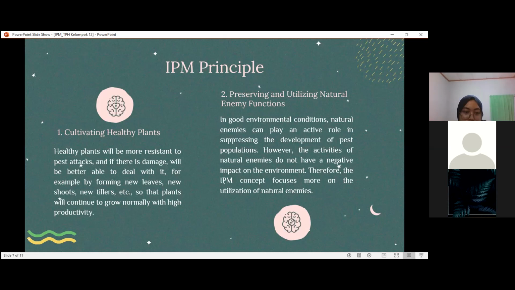For this reason, it is necessary to continue to find, recognize, and observe natural enemies in agricultural land, and to maintain a balance in the planting environment so that natural enemy population can continue to grow.